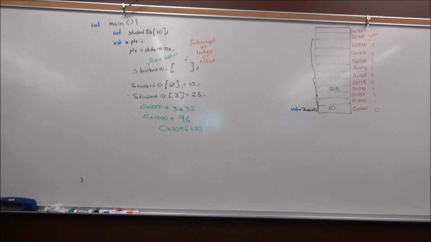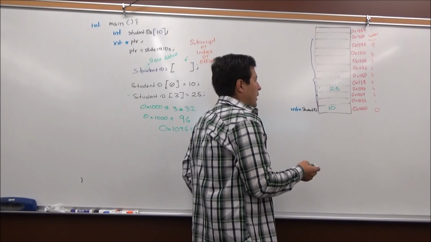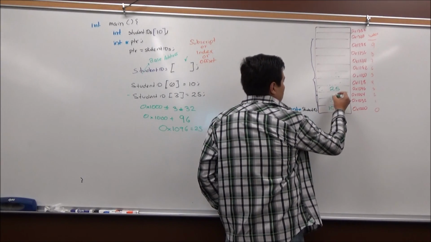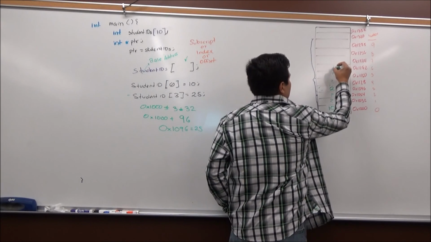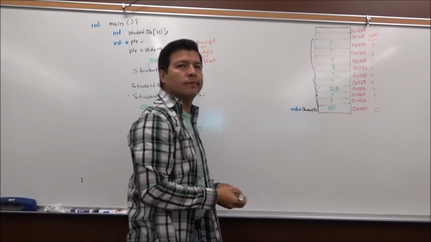So I have an array, and the only 2 indexes I have set are 0 and 3, so the rest are just garbage, right? We don't know what they have.